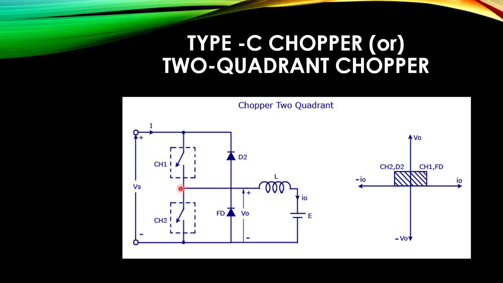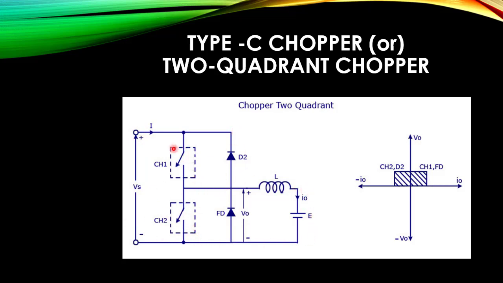Okay, so when you see the circuit of this type C chopper, it is like two choppers, that is type A chopper and type B chopper. Both these choppers are connected together in parallel. This is the construction of type C chopper. This is like type A chopper, and this construction is like type B chopper.